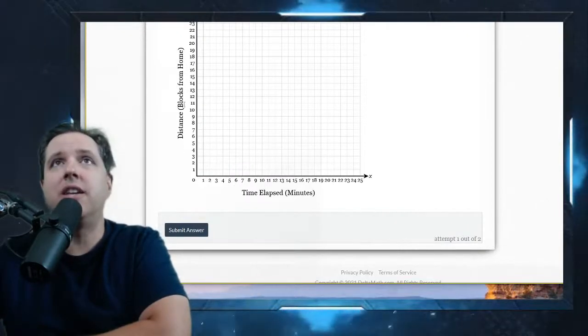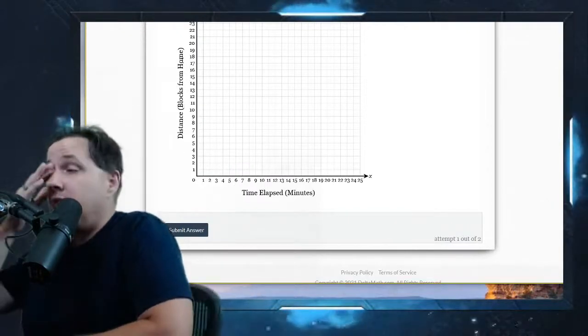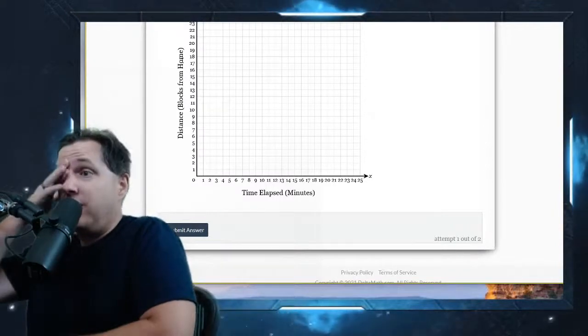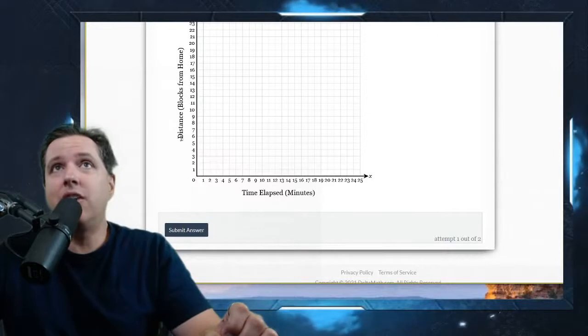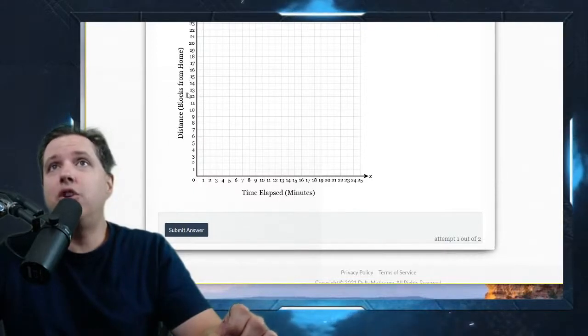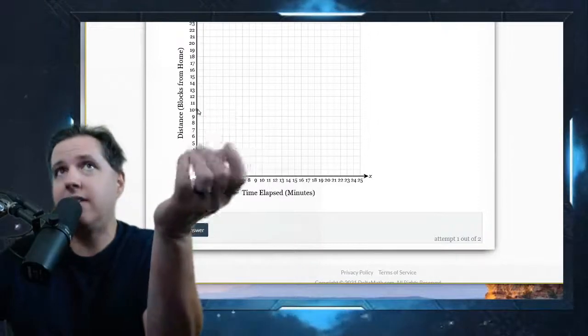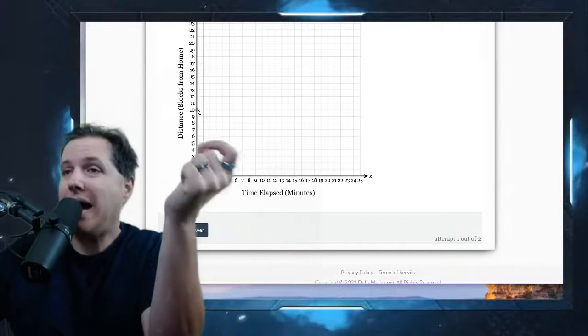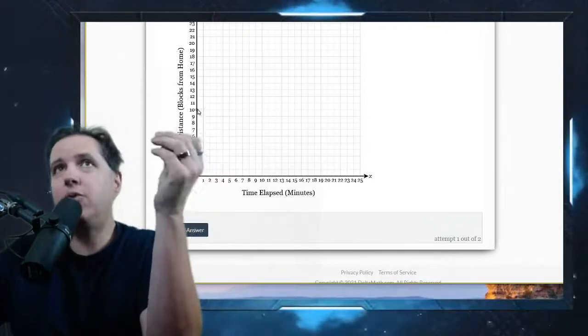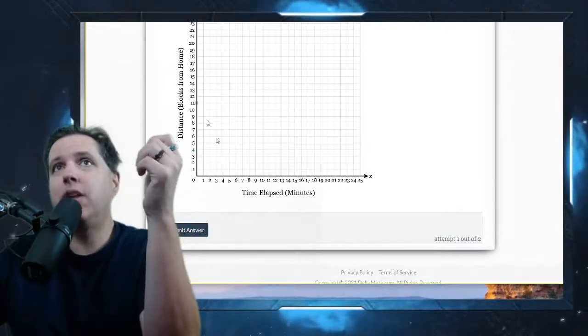This is distance in blocks from home. So notice that they did 2 things here, and this is what you should do in your stats class. I've labeled this axis not only as distance, but also the unit that we're using, blocks from home, because there's lots of ways of measuring distance, right? It could be blocks, it could be meters, it could be miles. Lots of different units. We need to know which one. So they label it blocks from home.